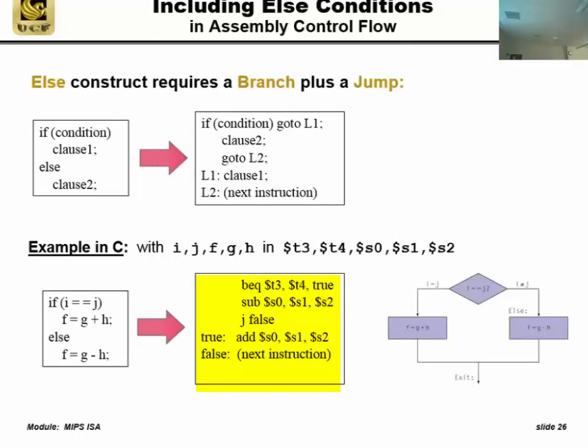But if I don't branch to true, I'm going to execute the next instruction. I'm in the else case, so I'm going to subtract, and I'm going to jump, because I'm in the false case, to the instruction after this whole statement is done.